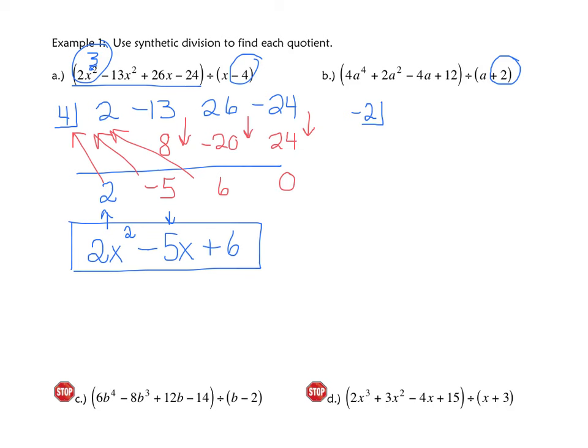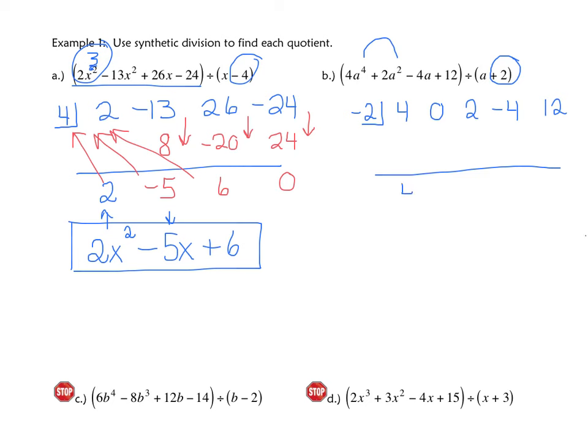Then I write all the coefficients of my dividend, starting with the highest one and making sure they go in decreasing order. So the first thing I have is a 4. And hopefully you notice that we are missing a to the third. We go from a to the fourth right to a squared. I have to account for that missing a value by putting a 0 in place there. Then I have a 2, a negative 4, and my constant, which is 12.